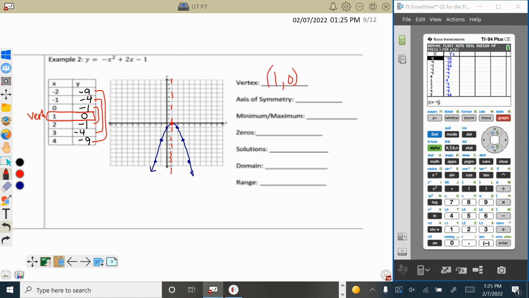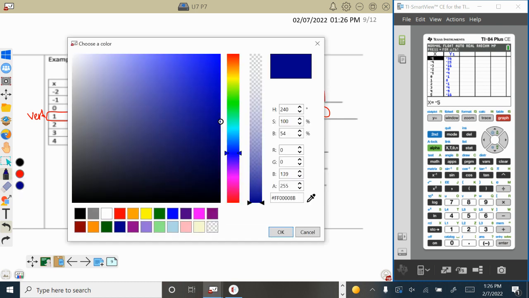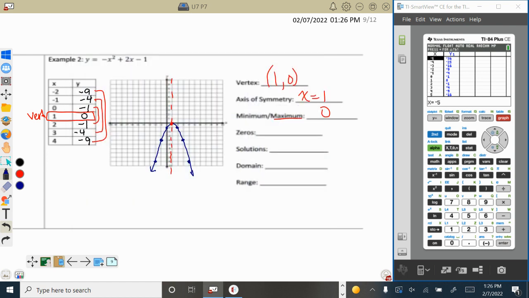Our axis of symmetry is where x equals 1. We have a maximum this time because it is the highest point, and our maximum is at 0. Now, if we look at the zeros, where does it touch the x-axis? It touches the x-axis at 1. So that means our solution is 1.